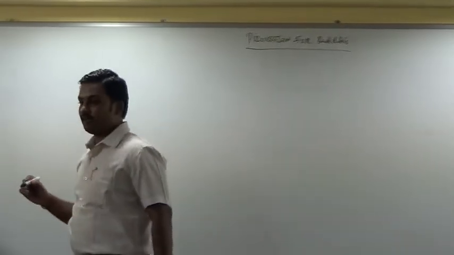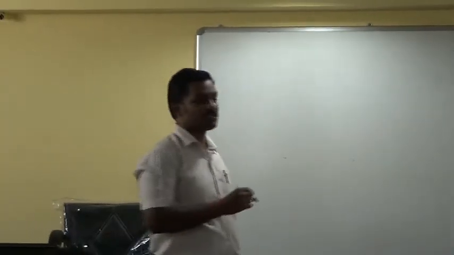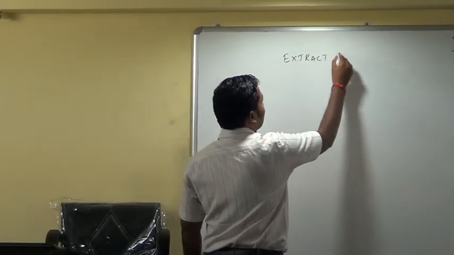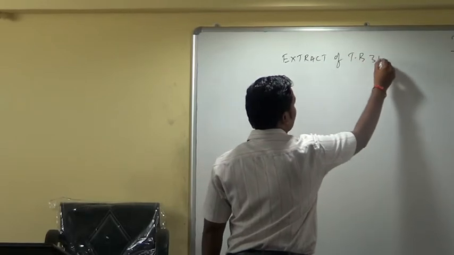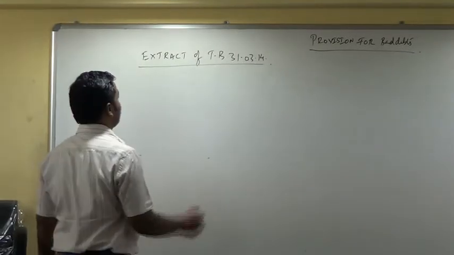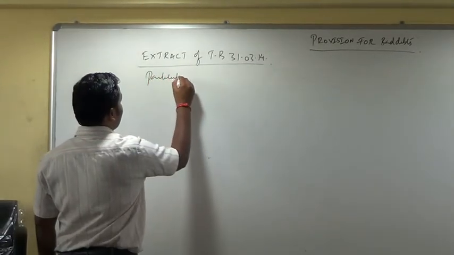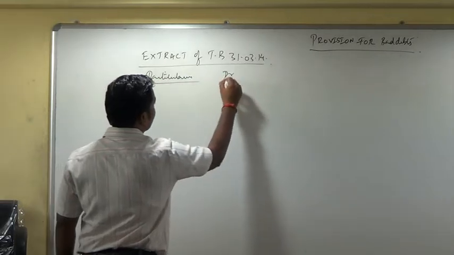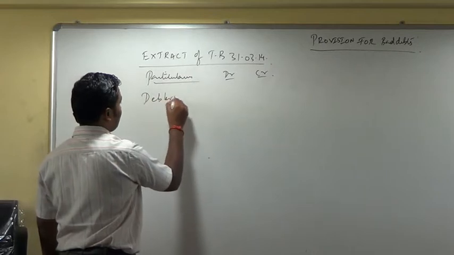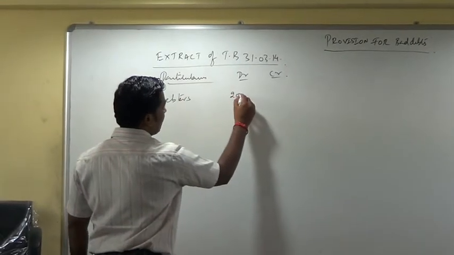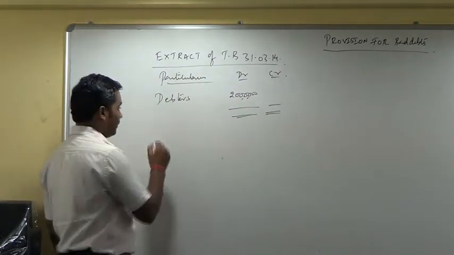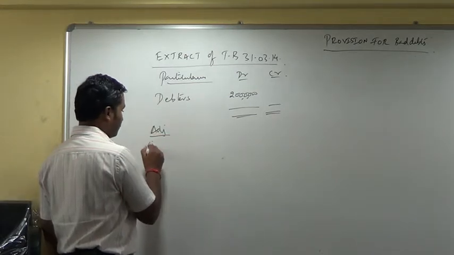Yes, sir. Now start solving some problems on provision for bad debts. Write down extract of a trial balance. Extract of trial balance, 31st March 2014. Particulars: debit, credit. Debtors: debit balance 20 lakhs. Close the trial balance. Adjustments, additional information.